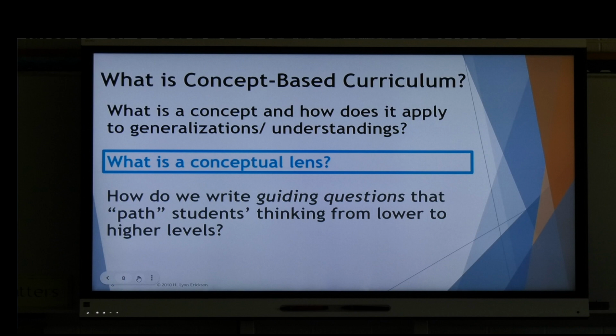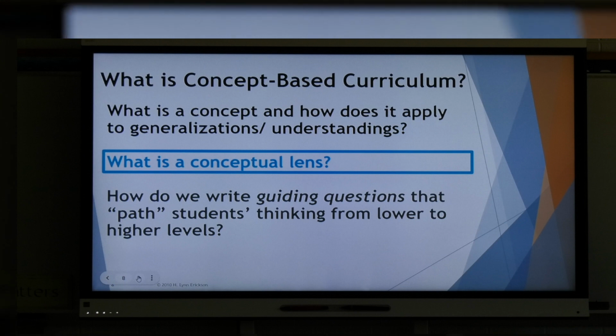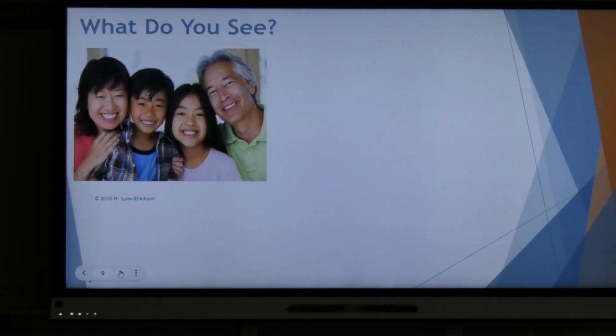So we are actually going to switch gears a little bit and look at something called the conceptual lens. Okay, so I'm going to show you a series of pictures and ask you to tell me, what do you see? In this first picture, what do you see? Smiles. What else do you see? Family. Happy family. Smiles, happy family, family. Did I miss anything? Asian. Asian, sure.